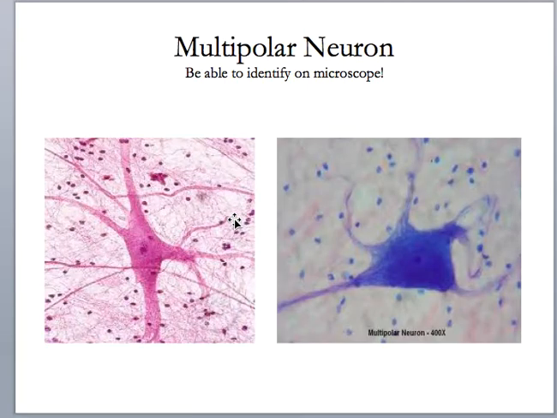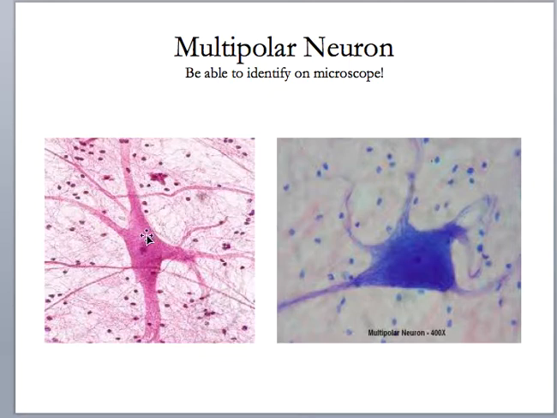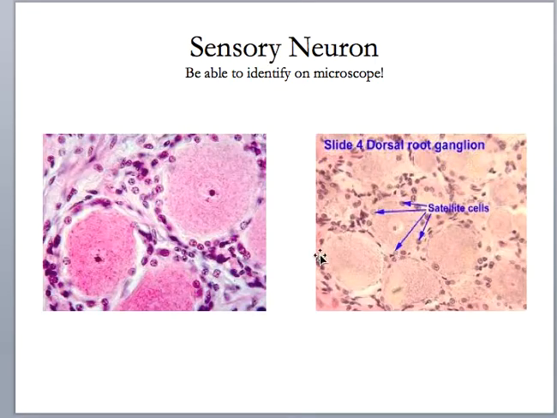And multipolar neurons are motor neurons. These are sensory neurons. And we'll talk about reflexes at the beginning of next class, and I'll show you where you find these specifically. But if you want to look for these on a slide, you'll pull out a spinal cord slide, and you're going to look at the dorsal root ganglion to see these sensory neurons. But they look much more circular in shape versus these multipolar neurons.